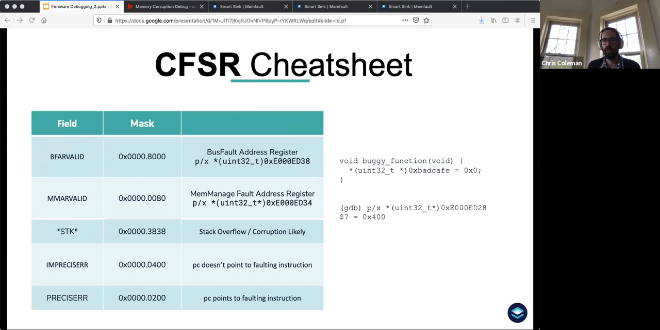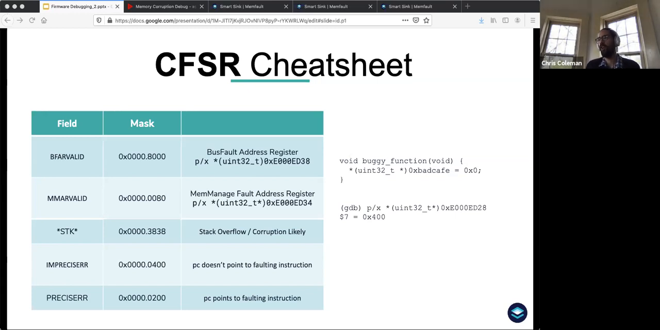And then the other two I really like to check are the imprecise and precise error bits, which tell us whether the instruction at the time the fault took place was the one that actually tripped and caused the issue, or if we're going to need to look in surrounding code to figure out what caused the problem.